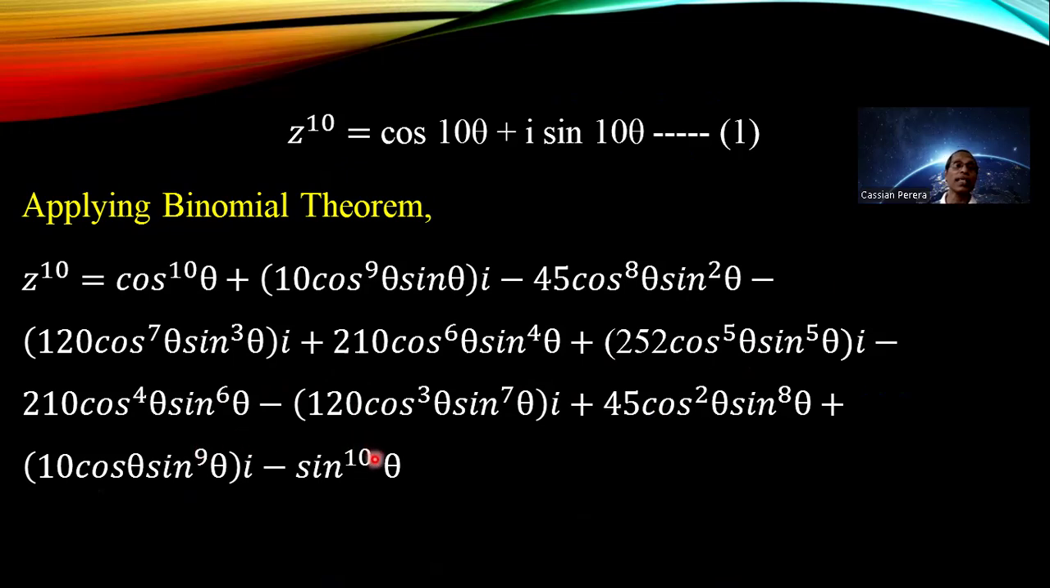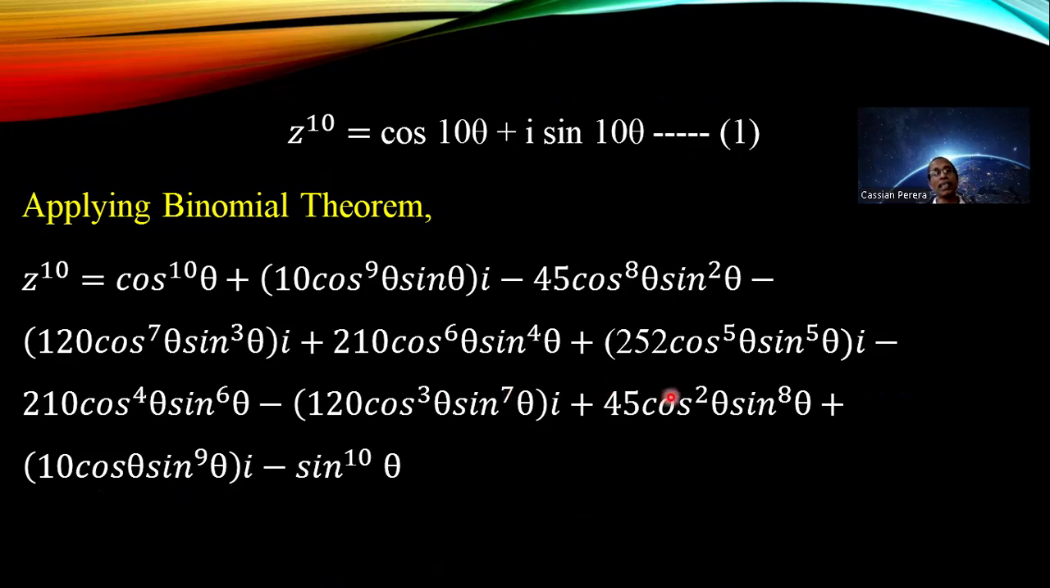Here, the degree of each whole term must be 10. Cos to the power 9 and sin to the power 1. Here, cos to the power 8, sin to the power 2: 8 plus 2 is 10. Cos to the power 7, sin to the power 3: 7 plus 3 is 10. Likewise, 6 plus 4, 5 plus 5, 4 plus 6, 3 plus 7, all 10.